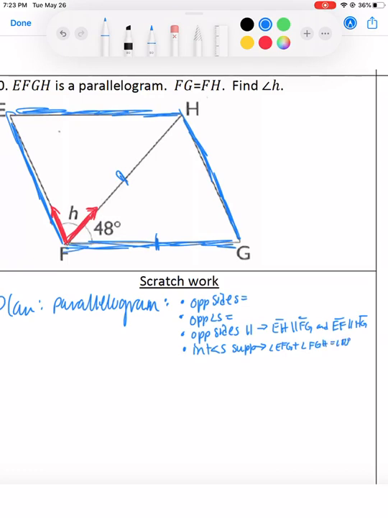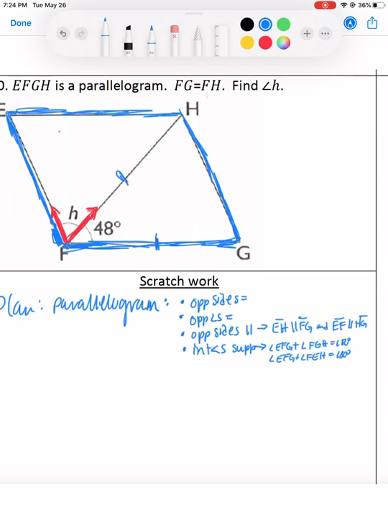Okay, so that's this one here, EFG and FGH. Angle EFG plus angle FEH also equal 180 degrees. So here's EFG again right here, and then here's FEH there.